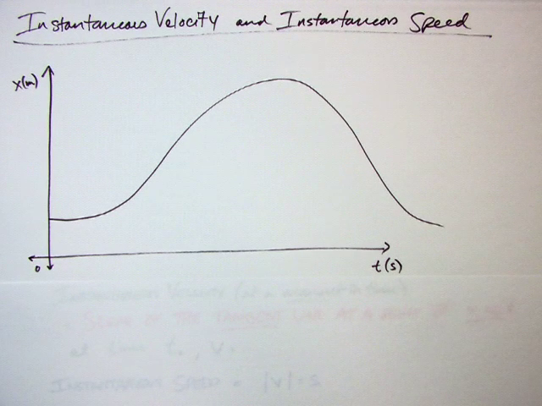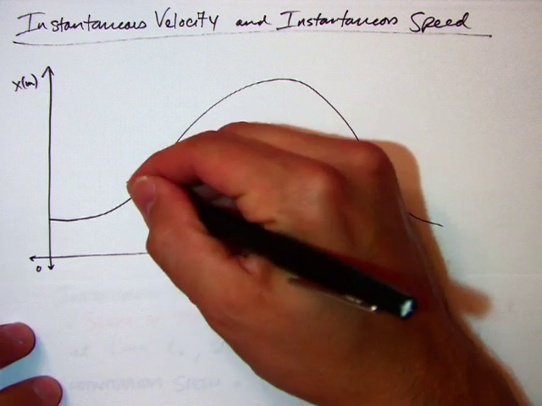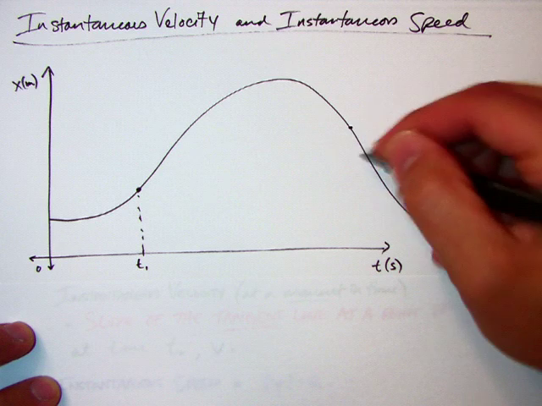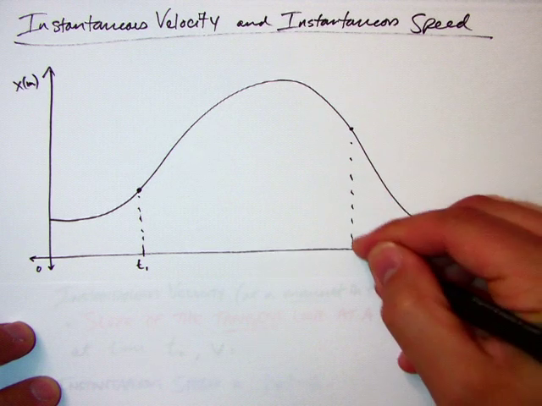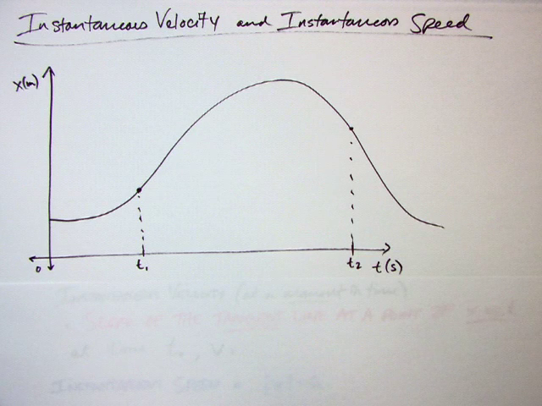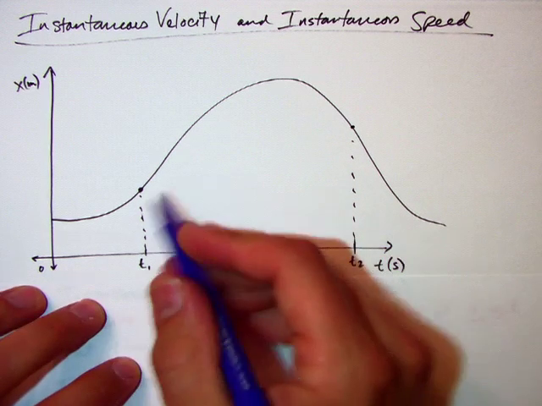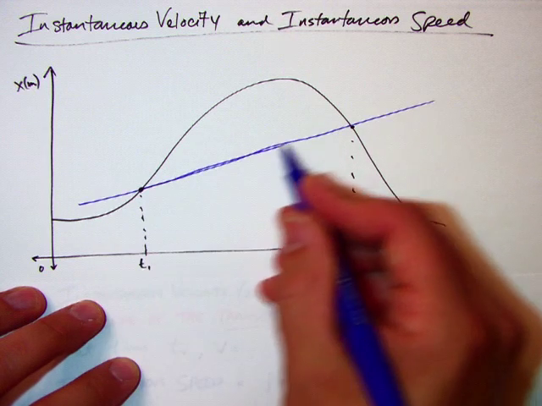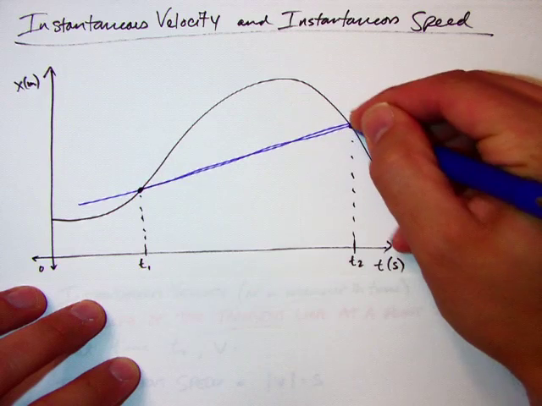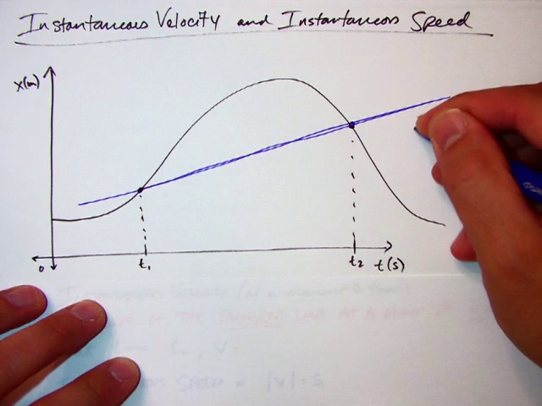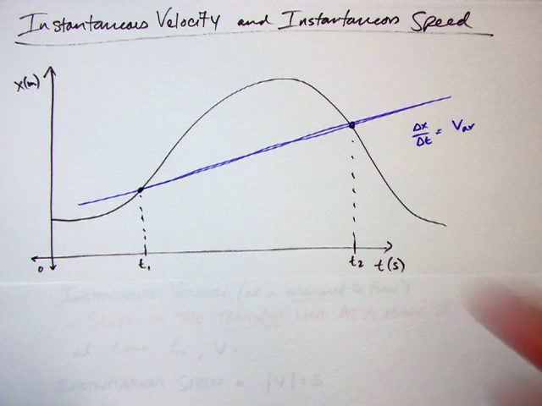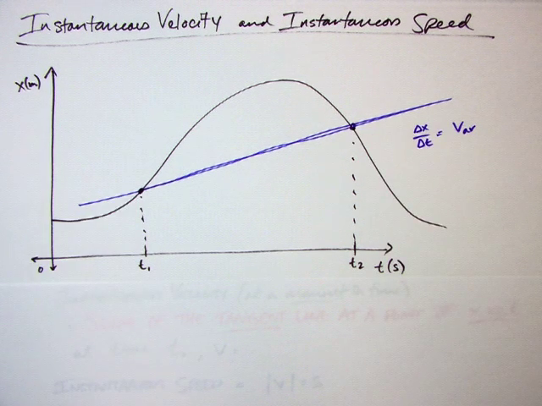So if we wanted to find the average velocity of this object over a certain time interval, let's just say from time 1 over here to time 2, we've already learned that if we just find the slope of the line that connects these two events, it should be delta x over delta t, that will give me the average velocity over this time interval for the motion of this object.